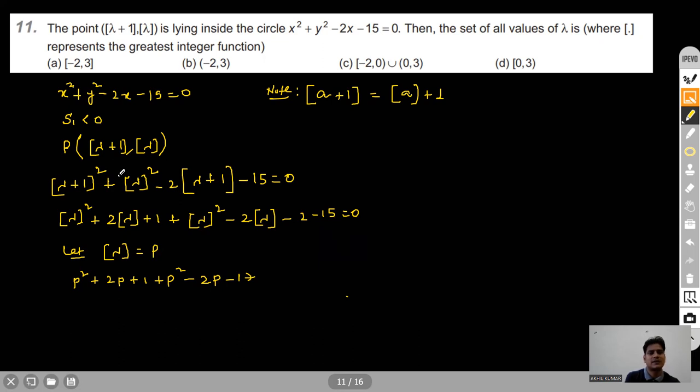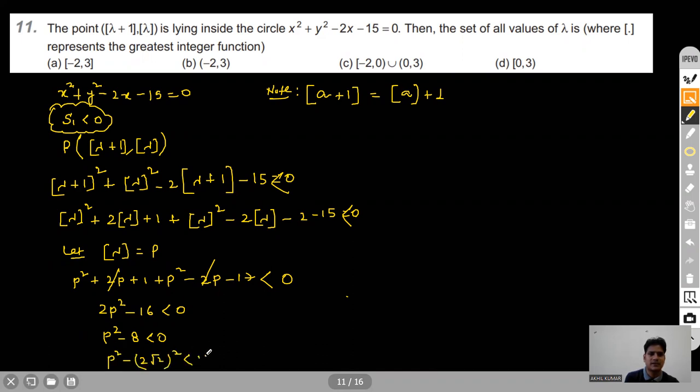Actually, this point is lying inside the circle, no? So this S1 should be less than 0 basically. I am writing equal to, but it should be less than 0, right? Since this point is lying inside the circle. So the minus 2p plus 2p will be cancelled out. It will become 2p square minus 16 less than 0. From here we can say p square minus 8 less than 0. Or we can further simply write it as p square minus 2 root 2 whole square less than 0. Okay, so let me come here.